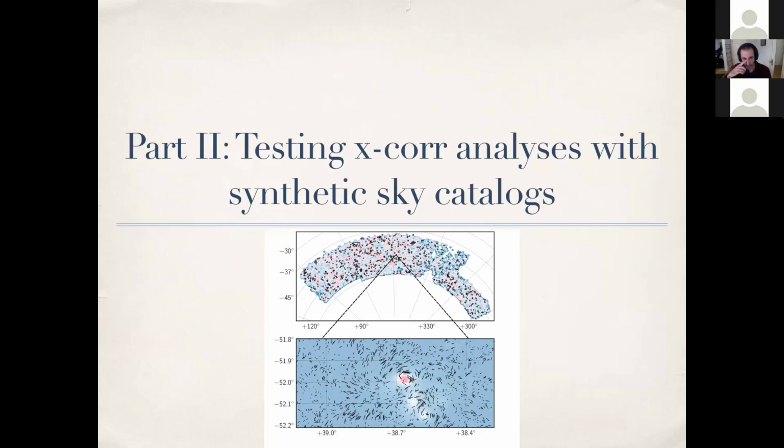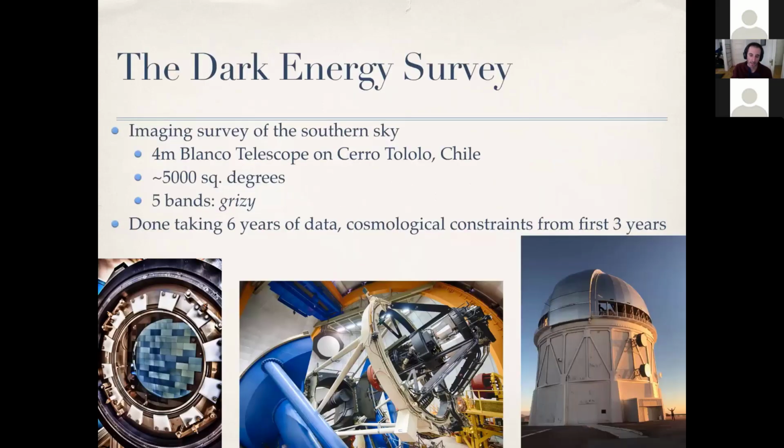Okay, I'm going to switch gears a little bit now. For the first part of this talk, I told you about the models that we use to confront these lensing and clustering measurements. For the rest of the talk, I'm going to tell you how we can perform end-to-end tests of our analyses, both of the modeling and of the measurement process, using cosmological simulations. To do that, I'm going to use a case study of the Dark Energy Survey.